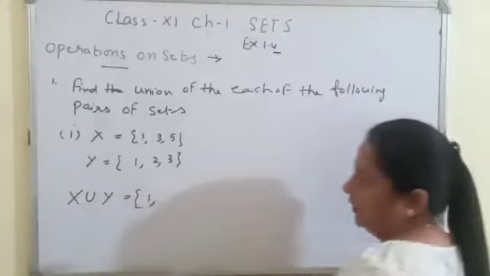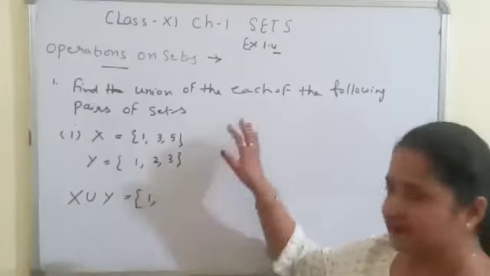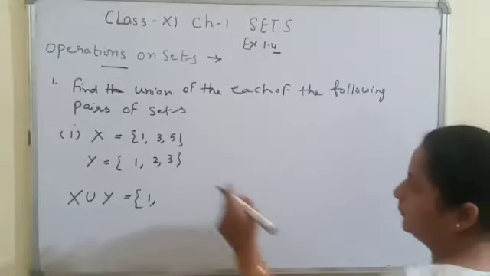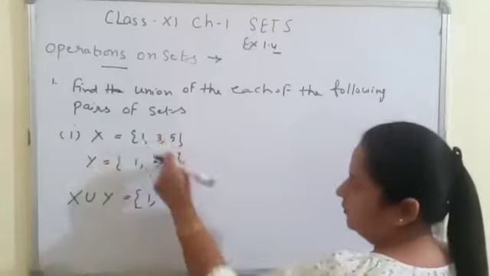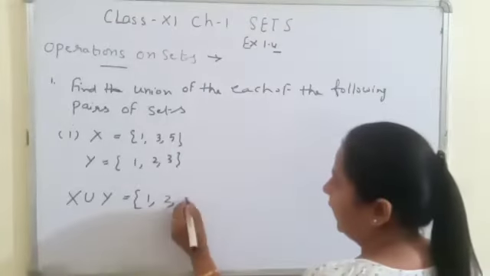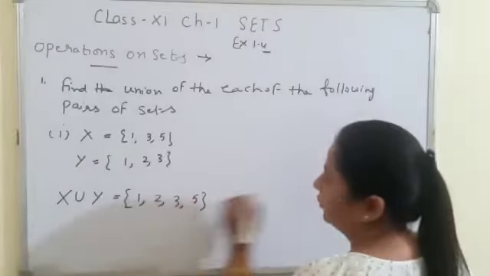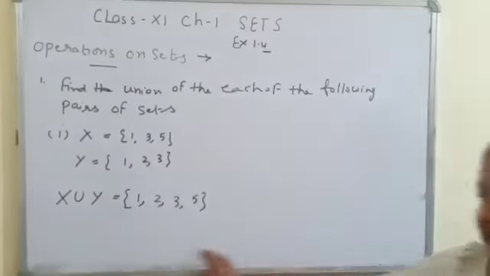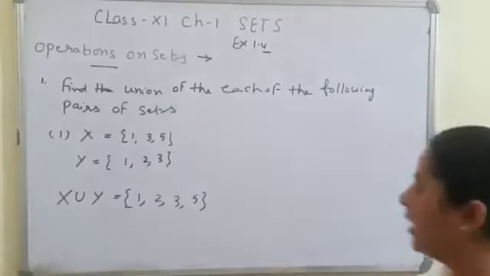1. Again I am repeating, 1 is in both of the sets, but we will collect it only one time. 2, same case for 3, we will count it only one time. 5. Now this is the union of set X and set Y.